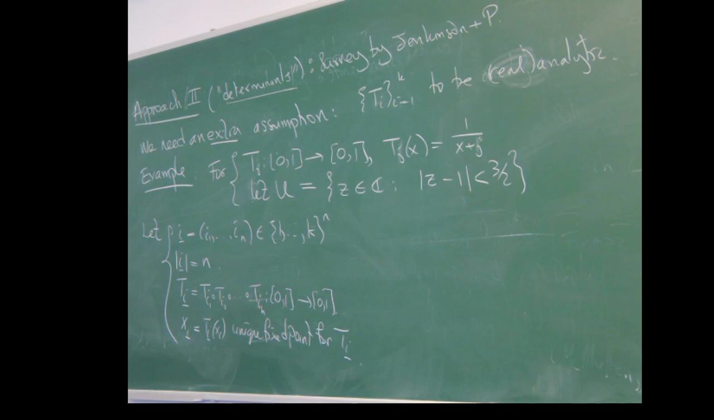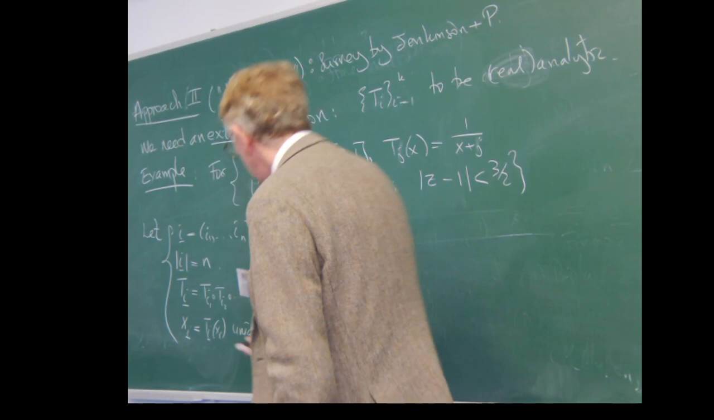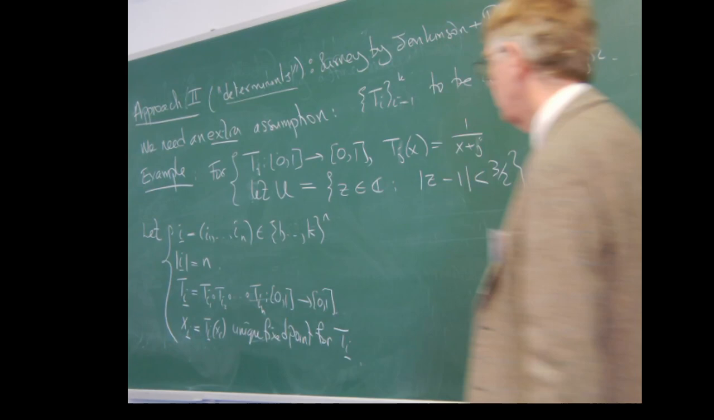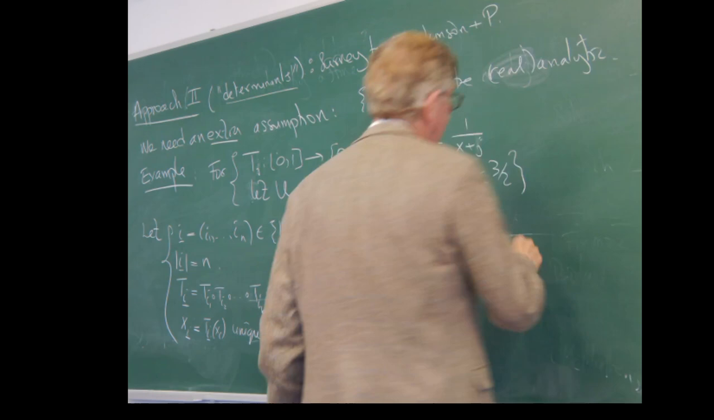And then the idea is that we want to associate to this bunch of numbers, so there'll be infinitely many, for every n there will be k to the n, a complex function. And so I will define it as follows. So here's the definition.